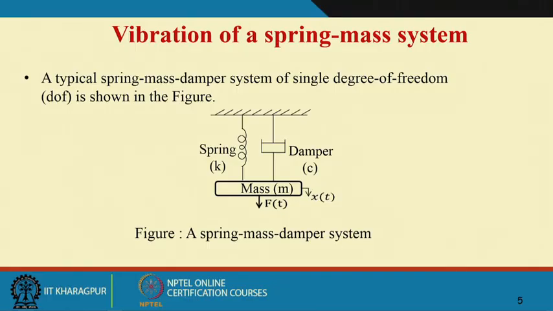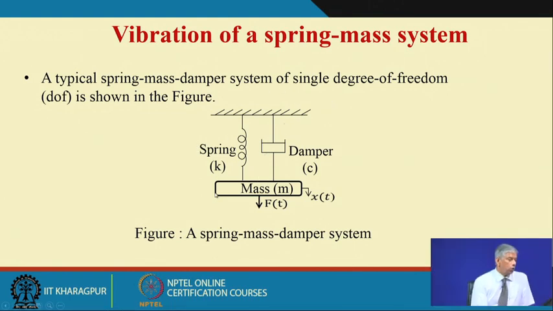Now, let me take the case of a single degree of freedom system, where this is a rigid body of mass m. It is only allowed to move in this x direction as shown here. Though if it was in space, it could have moved in 6 degrees of freedom, I am only constraining the remaining 5 and allowing it to move in the vertical direction. So, this is suspended by a spring of stiffness k and a damper of coefficient c.